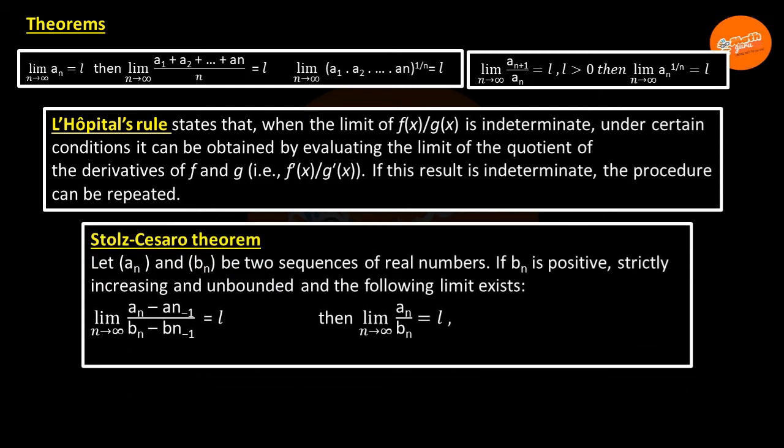Stolz-Cesaro theorem. If a_n and b_n are two sequences of real numbers and b_n is positive, strictly increasing and unbounded, and the limit exists, like limit n tends to infinity (a_n plus 1 minus a_n) divided by (b_n plus 1 minus b_n) equals L, then limit n tends to infinity a_n by b_n equals L.